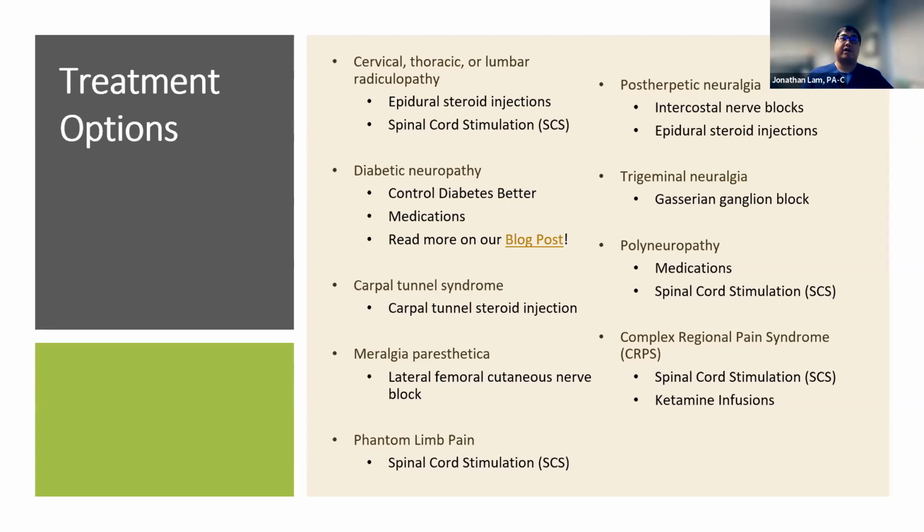And then you have complex regional pain syndrome. This is a really atypical type of pain. Usually there's some major accident associated with it, and that can cause you to have nerve pain shooting pretty much everywhere. But it often starts with one or two of your limbs and then can even spread to the other limbs. So spinal cord stimulation has been shown to help with that, but also ketamine infusions are something that may be beneficial for those patients.